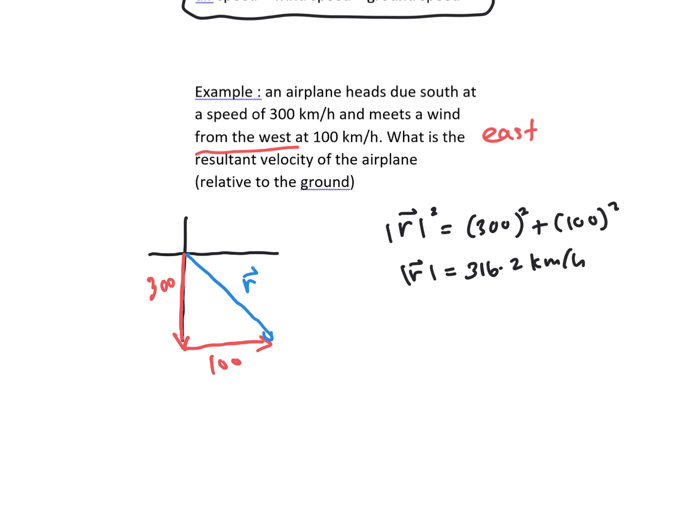Since we have a right angle triangle again, we can find the angle. We want to find this angle here, so we can use tangent. We have the opposite side 100 over the adjacent 300. That angle works out to be approximately 18 degrees. If I'm measuring that in quadrant bearing, I would say starting at the south, we are headed 18 degrees towards the east.